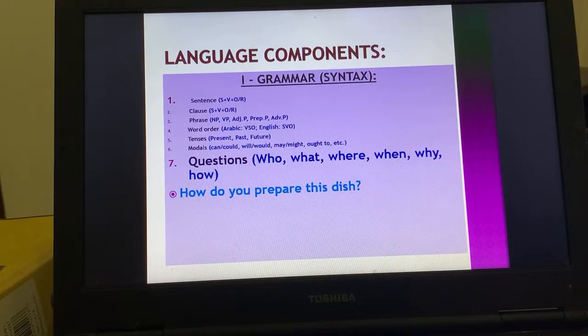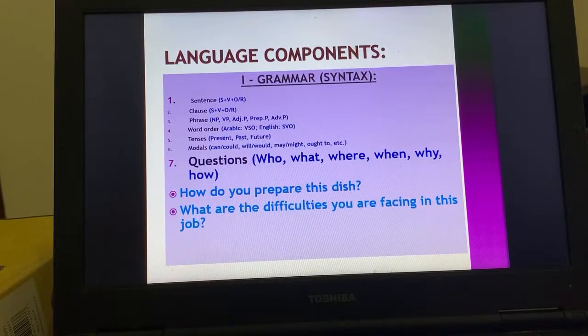ما طريقتك في تحضير هذا الطبق؟ كيف تحضر هذا الطبق أو هذه الوجبة؟ What are the difficulties you're facing in this job?